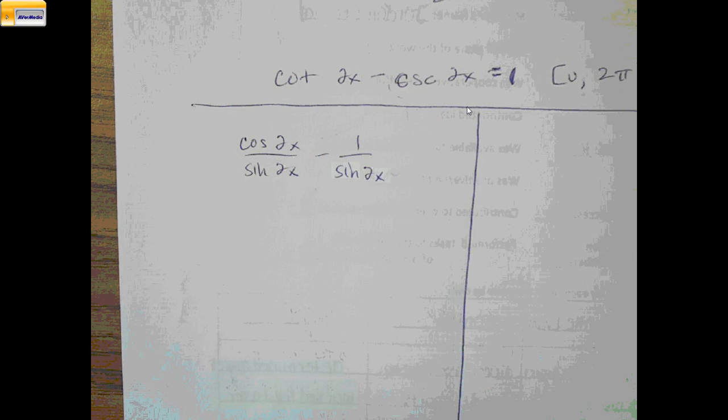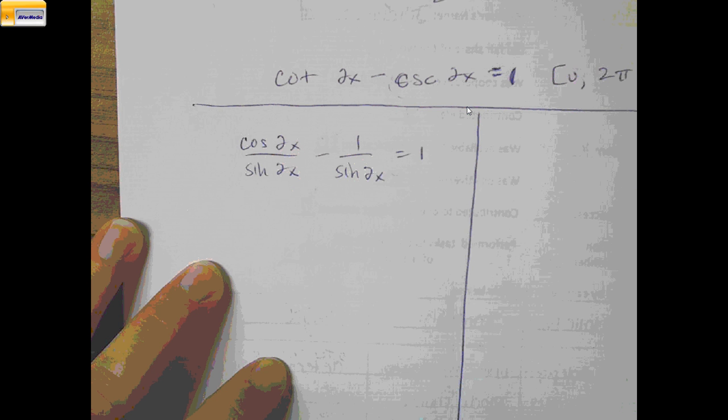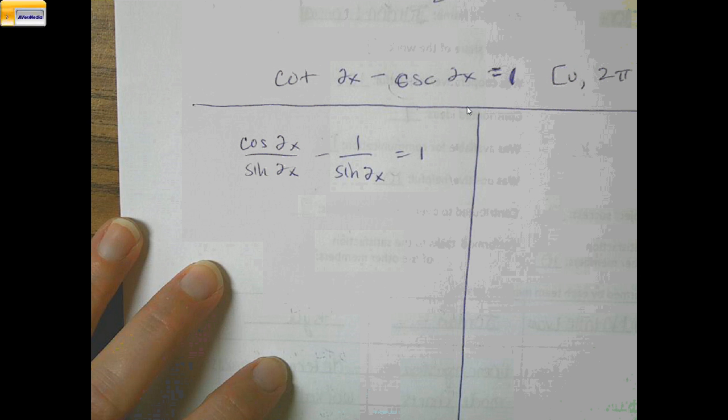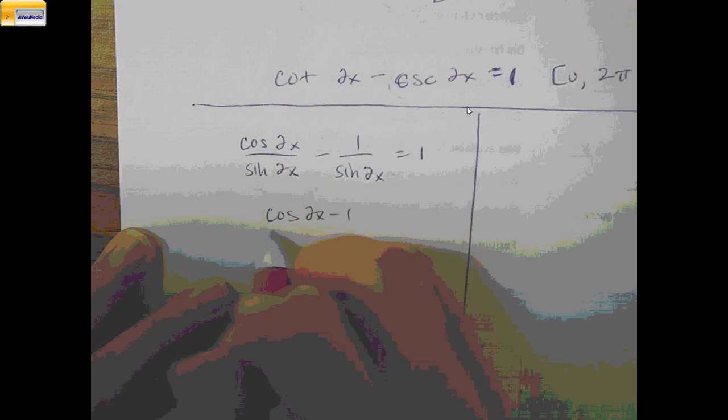Let's see here. One of our options could be, I'm looking at this and I know that's 1 over sine. And I know that this is cosine over sine. So maybe we can do something if we try to put those together. So I'm going to make this cosine of 2x over sine of 2x. And I'm going to make this 1 over sine of 2x. Those are identities. Those are reciprocal functions. You guys are pretty aware of what those things are. And then if I put them together, I have cosine of 2x minus 1 over sine of 2x equals 1.